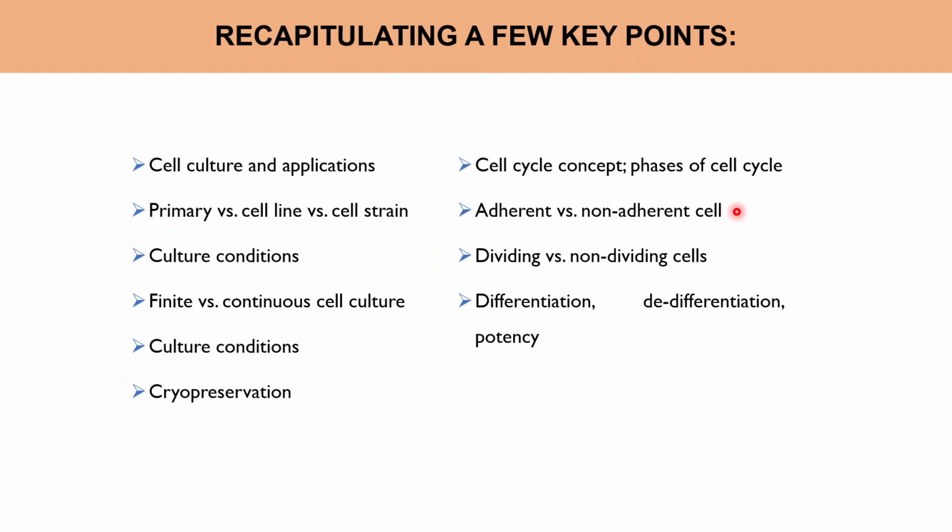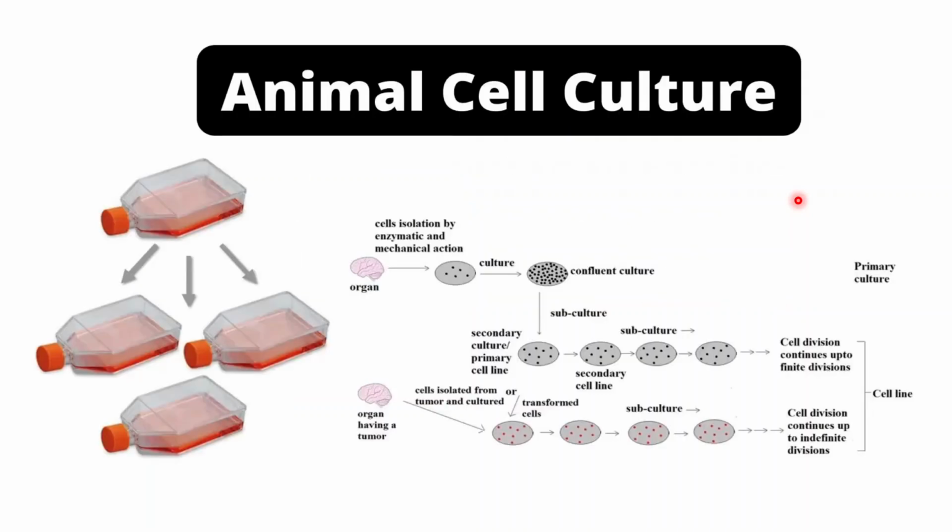Now we have also come across this term, that is adherent versus non-adherent cells. Adherent cells are those which require a surface area to grow. That is, they require a substratum to grow. As I've already shown you in this picture, the cells grow on the surface of a culture plate. So these cells which require a surface on which they can adhere and grow are known as adherent cells, whereas cells which do not require a surface to grow are known as non-adherent cells or suspension cells.